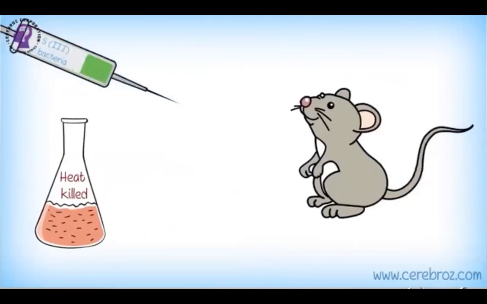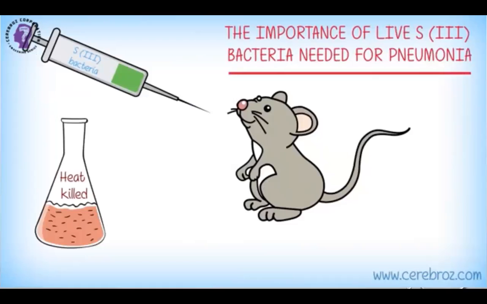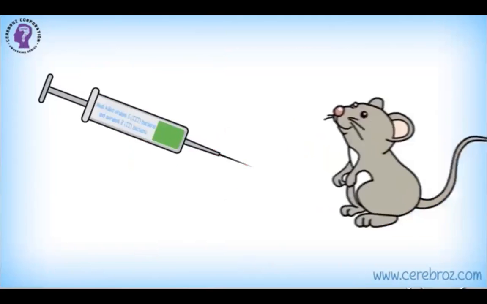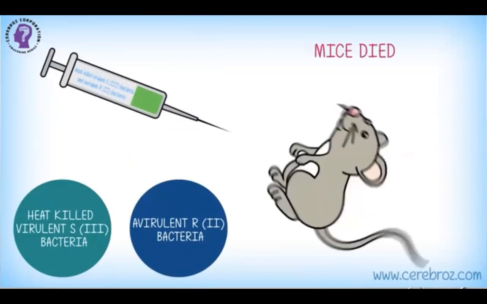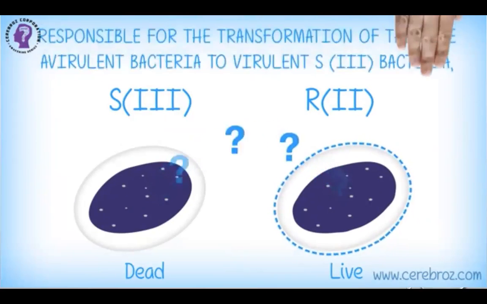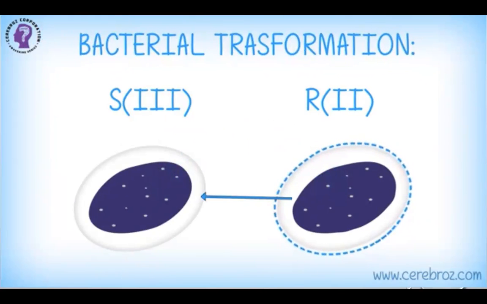If you injected the heat-killed virulent S3 bacteria, the mice still live, implying that live S3 bacteria are needed for causing pneumonia. But interestingly, when mice were injected with the mixture of heat-killed virulent S3 bacteria and avirulent R2 bacteria, mice died. Analysis of dead mice reveals live S3 virulent bacteria, suggesting something from the heat-killed S3 had transformed the live avirulent R2 bacteria, responsible for the transformation of the live avirulent bacteria to virulent S3 bacteria, causing death of mice. This is called as bacterial transformation.